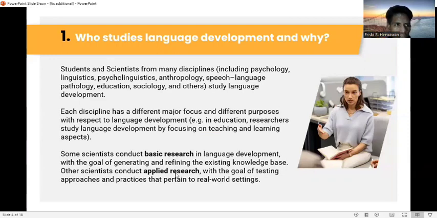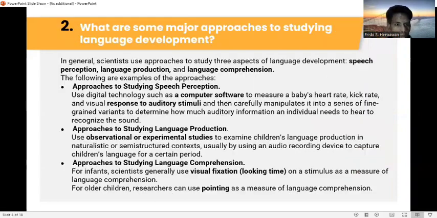Applied research is a science activity when, for example, scientists test a certain teaching methodology or teaching strategy in real classroom activity, and then they can identify whether that teaching strategy or methodology is good or bad to be implemented in the classroom. Now we'll move on to the second question. What are some major approaches to studying language development? Usually, scientists use approaches to study three aspects of language development. They are speech perception, language production, and language comprehension.